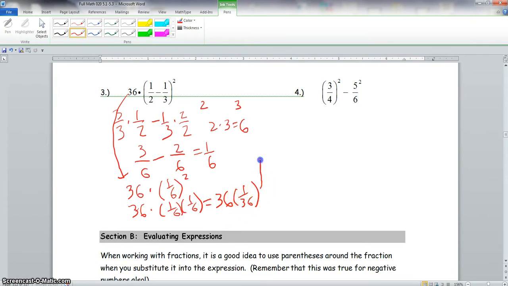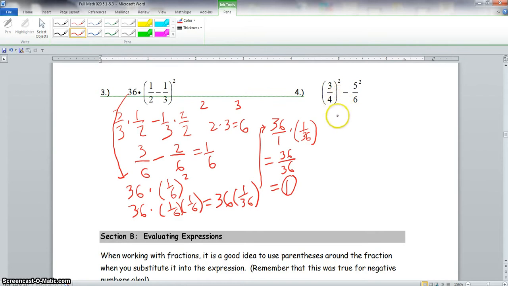Now I'm going to bring this up here because I didn't leave myself enough space down here. So I'm going to make this 36 over 1 times the parenthesis 1/36. 36 times 1 is 36, and 1 times 36 is 36. And we know any number divided by itself except 0 equals 1. So that's the final answer to number 3.